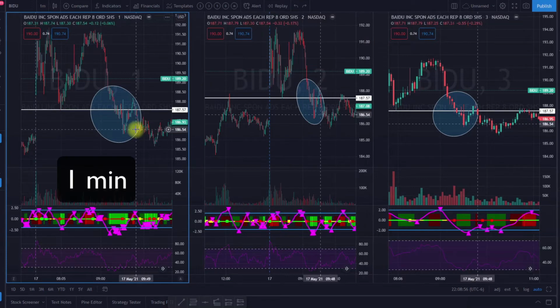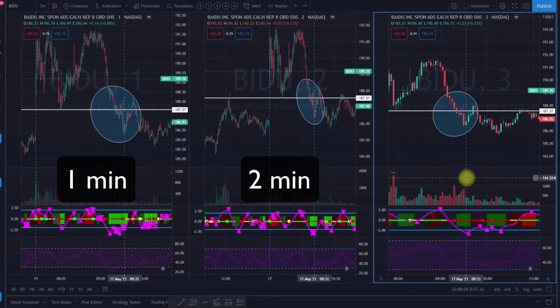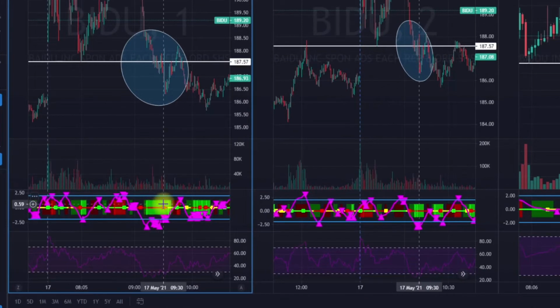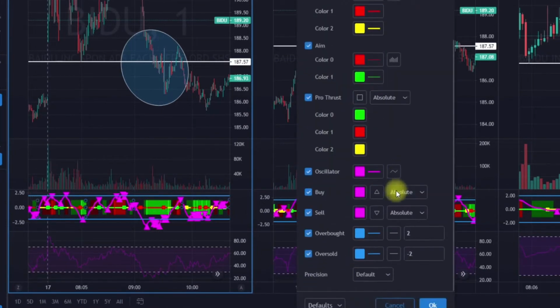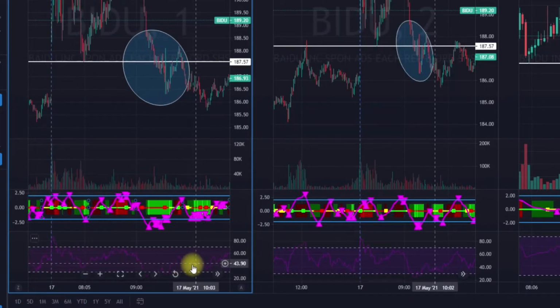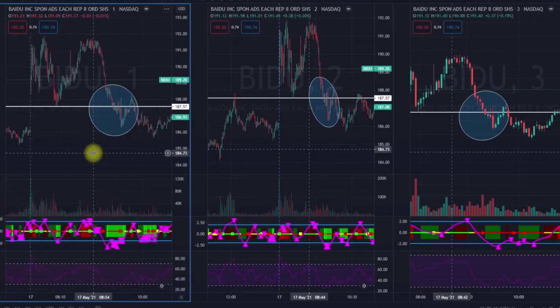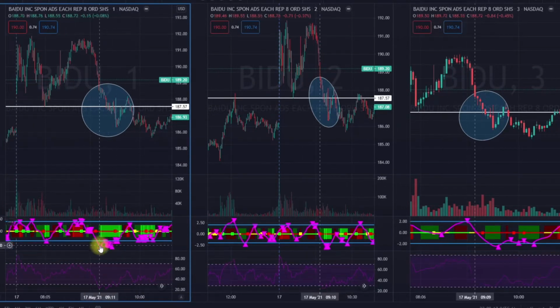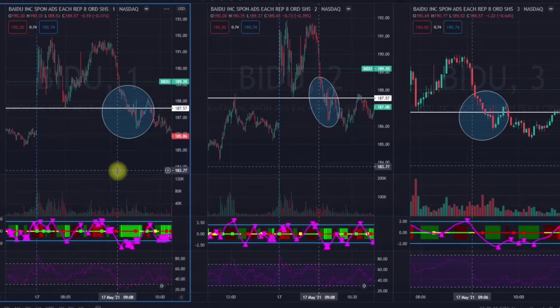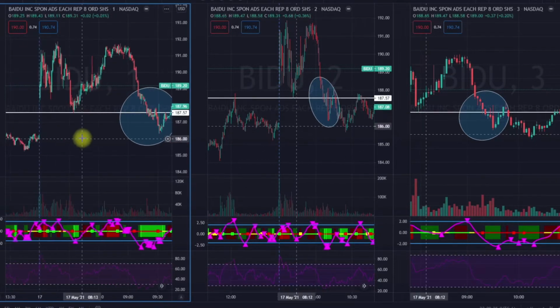So I've got a 1 minute chart here, 2 minute, and a 3 minute chart. And then I have the Ready Aim Fire down here with the parameters being 2 as overbought and -2 as oversold. Then I just have the standard RSI down here. Now, the first thing to look for is, well, we're looking for an oversold move or overbought. In this case, oversold. So we break this low of day here.